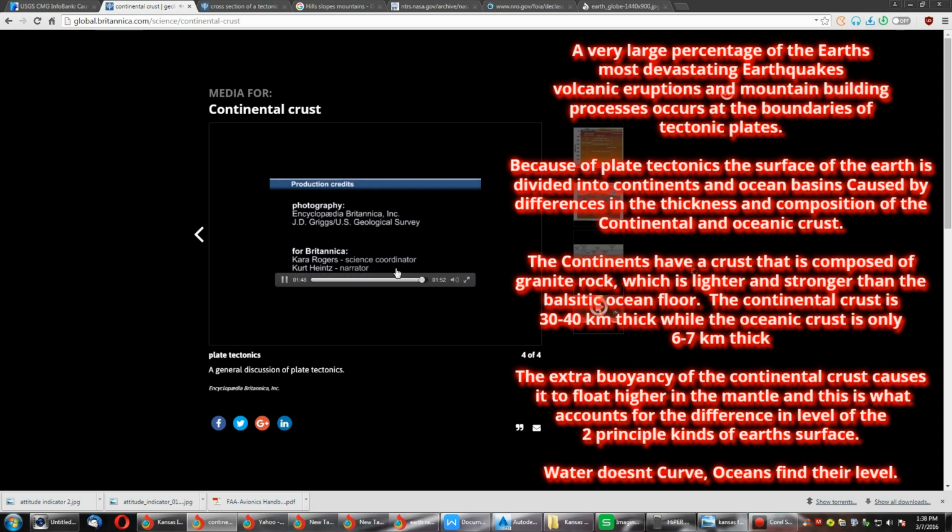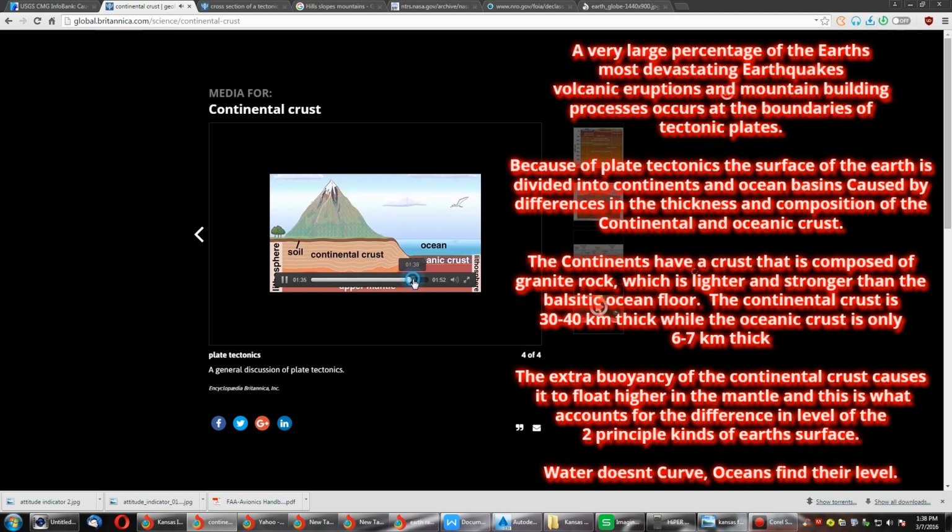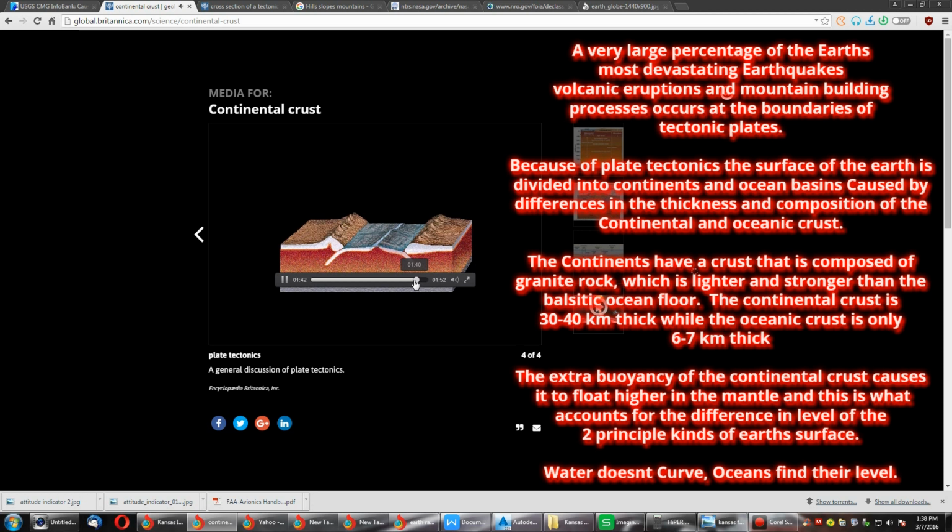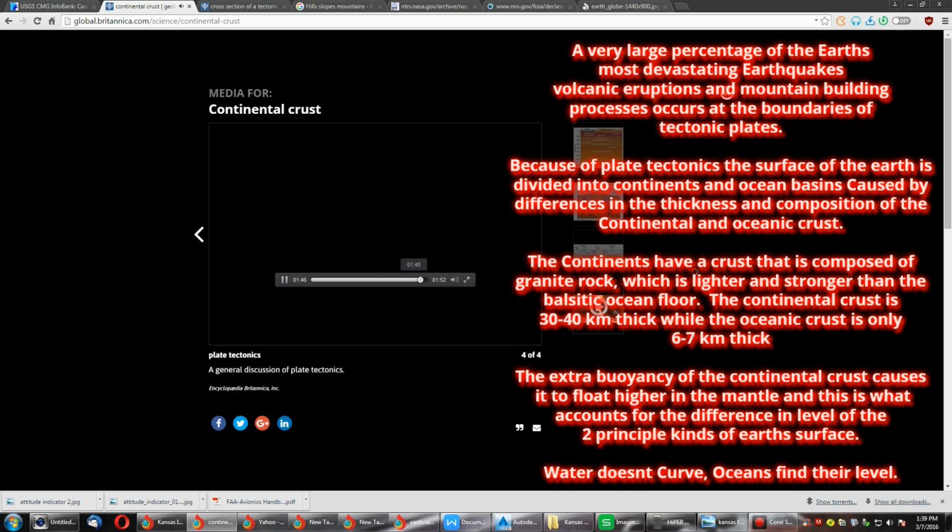Did you hear that? The extra buoyancy in the mantle, in level. This is what accounts for the difference in level of the two principal kinds of Earth's surface. Let's hear that again. This is what accounts for the difference in level of the two principal kinds of Earth's surface. There you have it, folks.